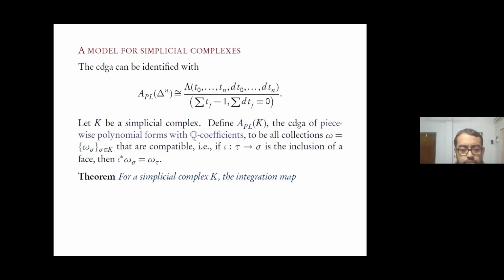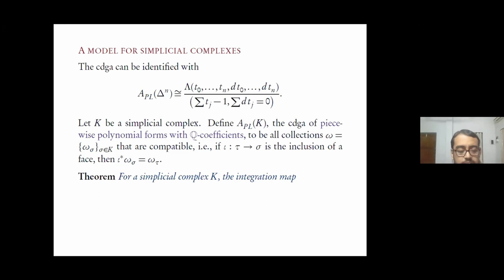Okay. So the first theorem which connects this with what we are trying to do is that not only is this a nice CDGA, it actually computes the singular cohomology with rational coefficients of K, for example. And this is true.